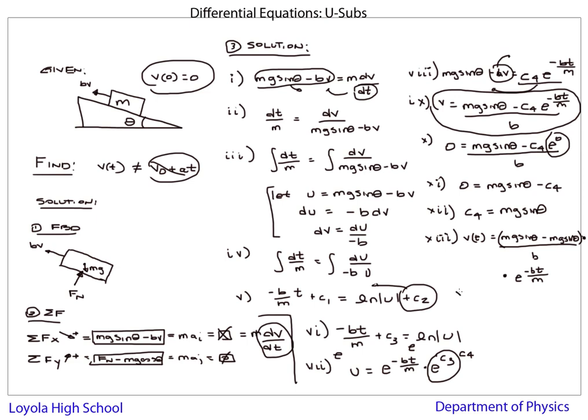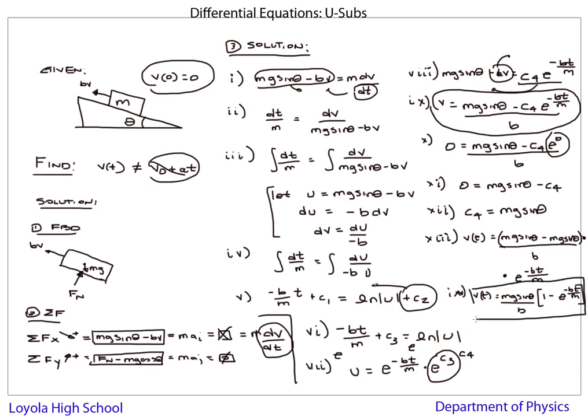And then I'll do one more step just to factor out, maybe I can fit it in here. So step 14. The velocity as a function of time is equal to mg sine theta, 1 minus e to the minus bt over m. That b comes out over here as well. And there's my velocity equation.